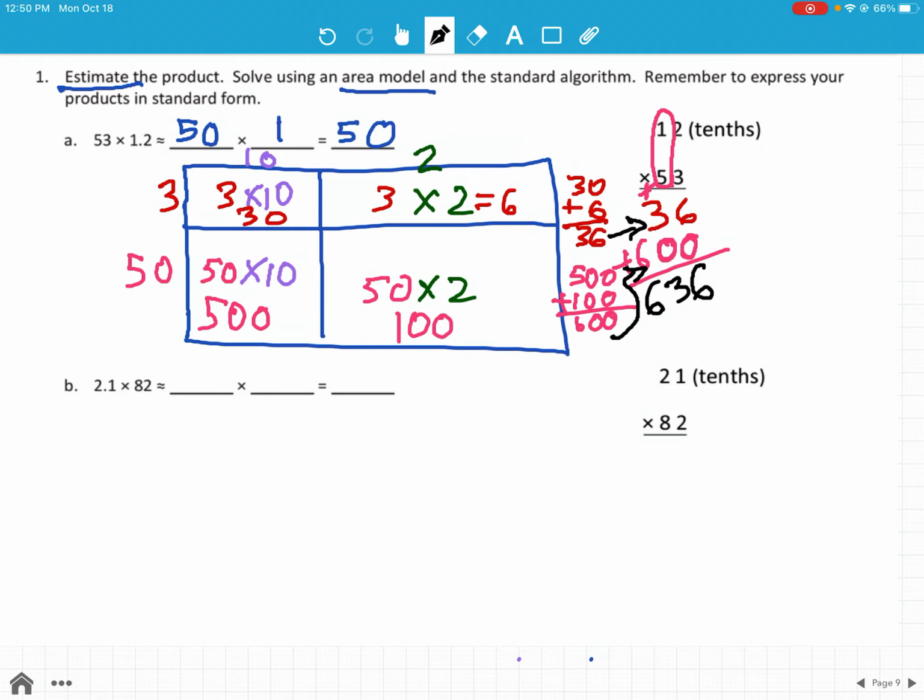So the area model helps us see what our two partial products are. Please remember to put this on the top, but we're not done because our estimation was 50. I know my answer can't be 636. There's 63 there. My decimal is going to go there because that's close to 50. You can think of this as 50 with an extra 0.